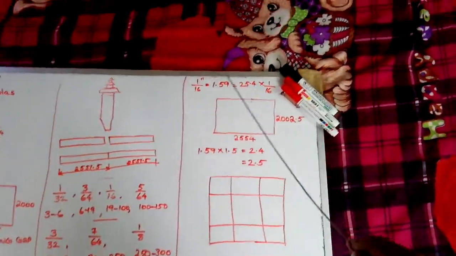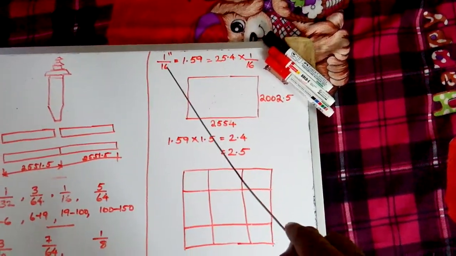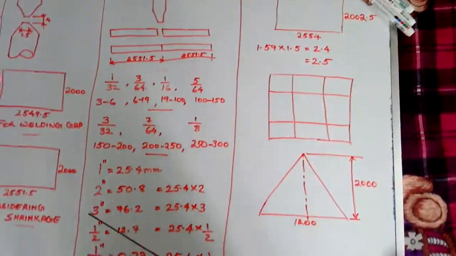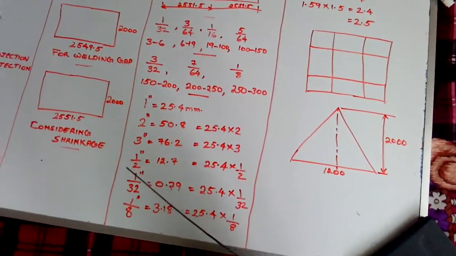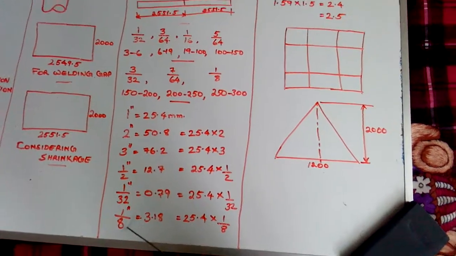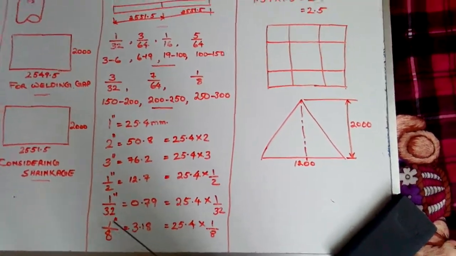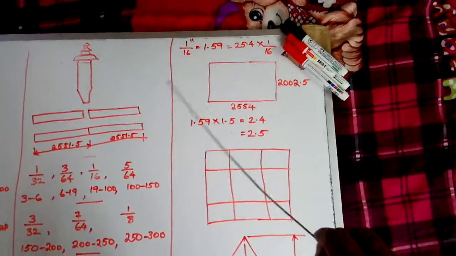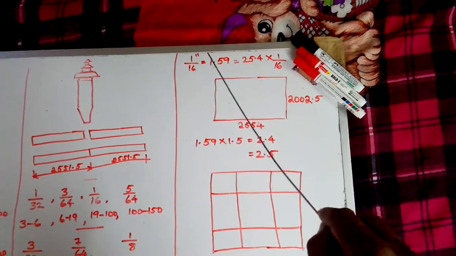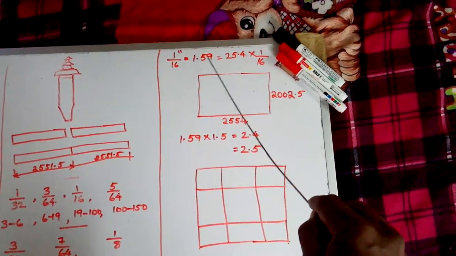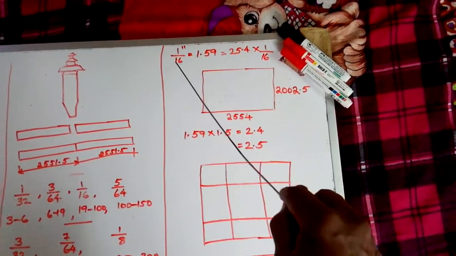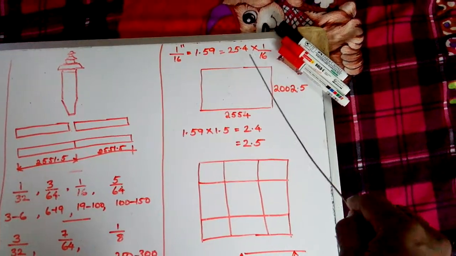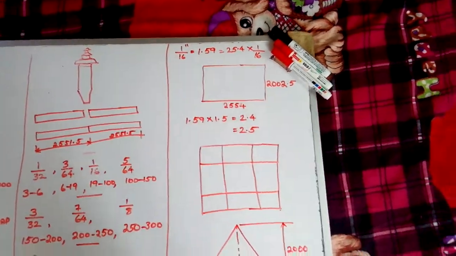What is the mm of a 1/16 inch nozzle? We have done it in this measurement: 2 inch, 3 inch, 4 and a half inch, 1/32, 1/8 inch. We have to do the same calculation here. Then, 1/16 inch means 1.59 mm. How did we get it? We multiplied 1/16 with 25.4, then we got 1.59.